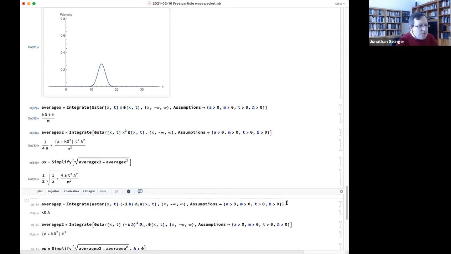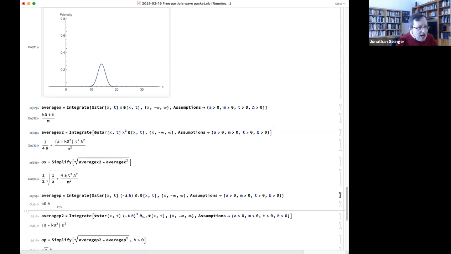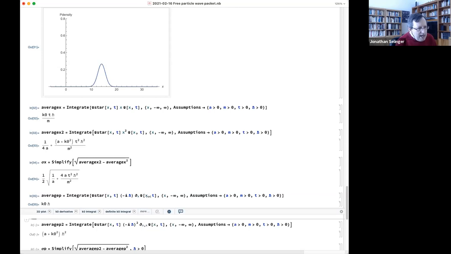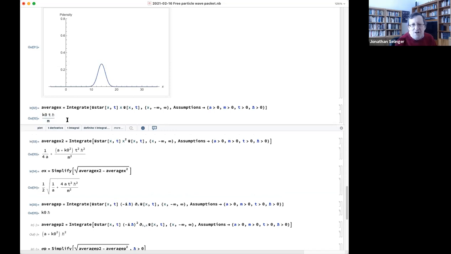Likewise, there's an average momentum, which is now not equal to 0. This is a case where we construct the integral sandwich with psi star and then the momentum operator minus i h bar d by dx acting on psi. We do this integral, and the integral is not equal to 0. This is an example where the average momentum is not equal to 0. And you can check that the average momentum divided by mass is, in fact, the time derivative of the average position, as it's supposed to be. That all works because we're dealing with correctly normalized wave functions.